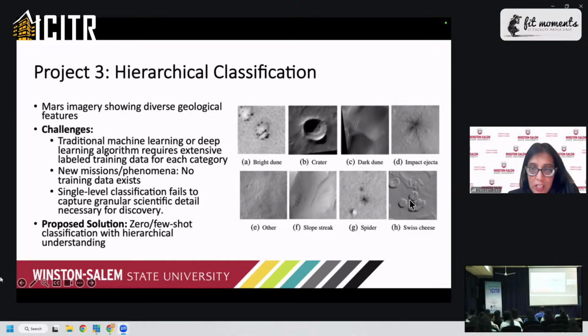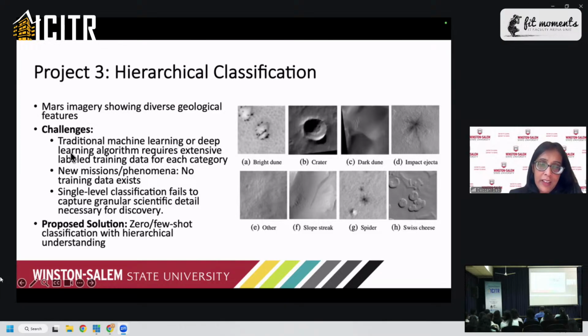And then Swiss cheese is another terrain type that consists of pits that are formed when the sun hits the ice, making it sublimate. So this is again another distinctive pattern that happens on the Mars surface. These are different geological features that can happen on Mars, and the hierarchical classification algorithm that we devised only takes into account those 8 different structures because scientists have identified them.